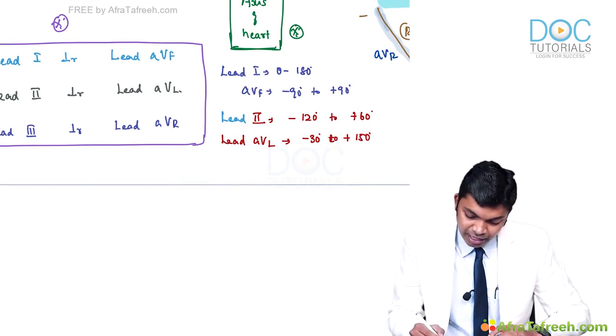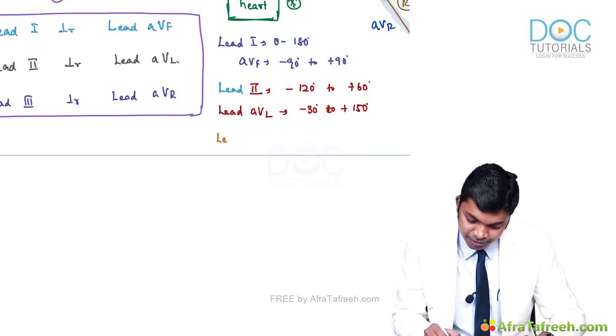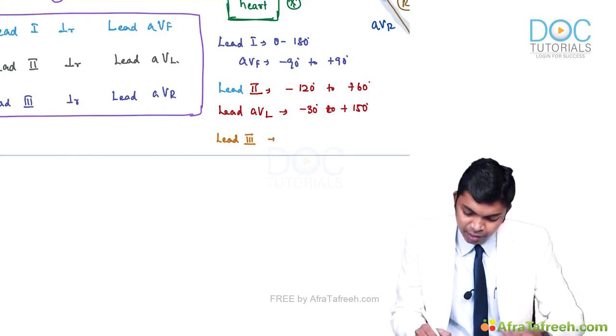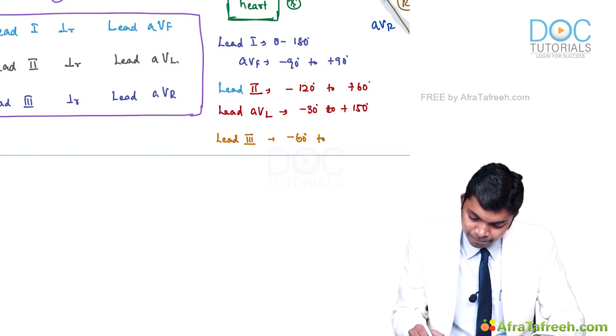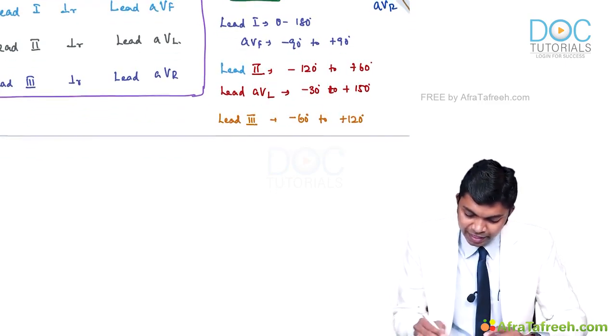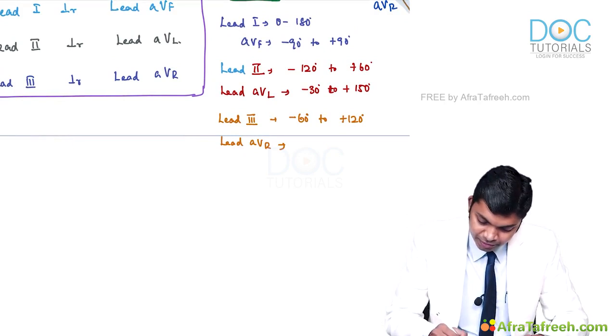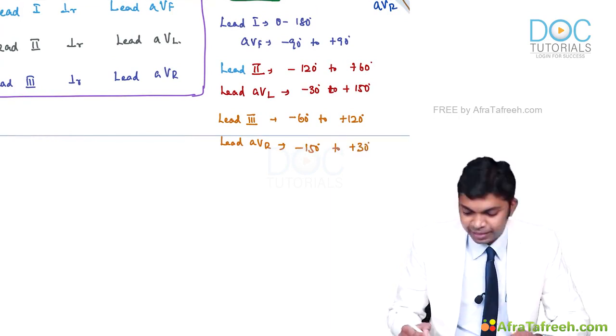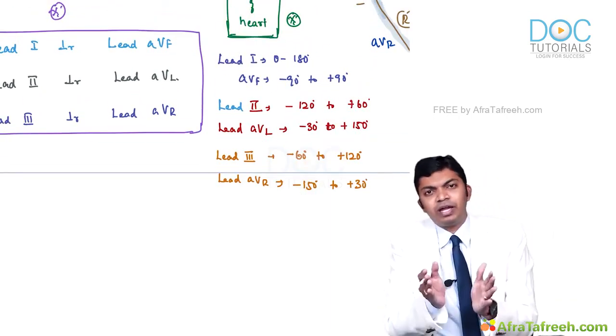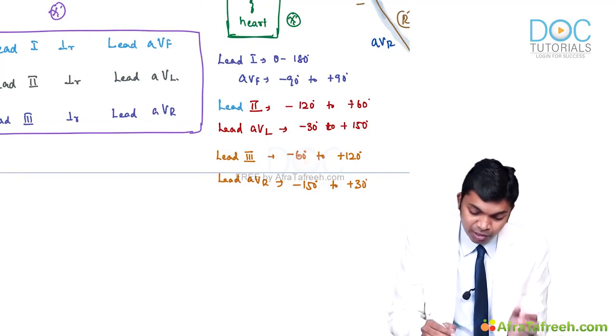Similarly, we have the last two leads. Lead 3 is just exactly opposite, isn't it? Minus 60 degrees to plus 120 degrees for lead 3, and lead AVR is minus 150 degrees to plus 30 degrees. So, these values are very proportional, very corresponding, right?